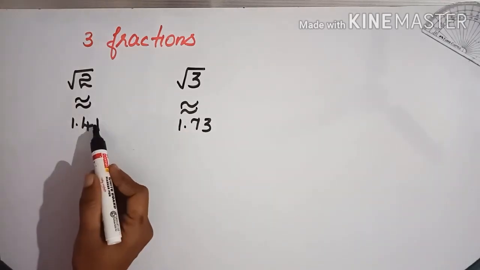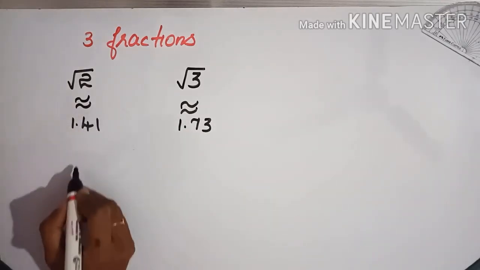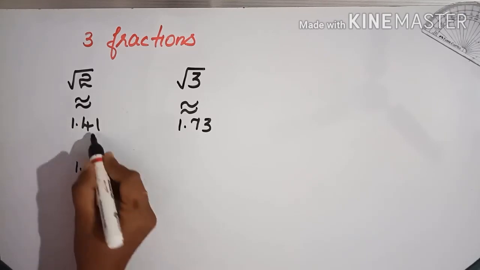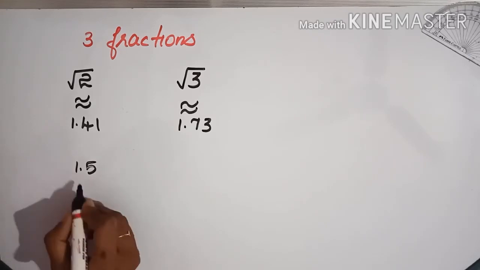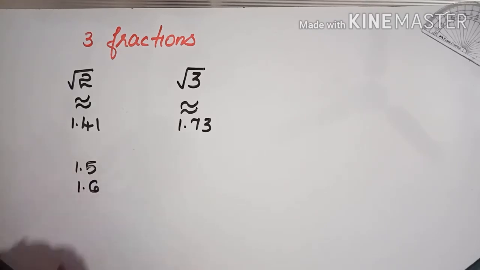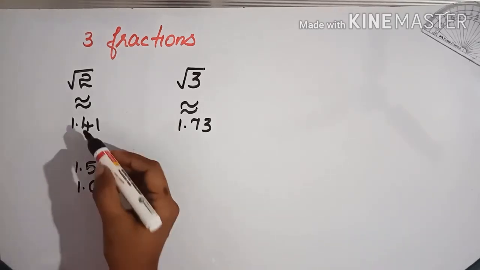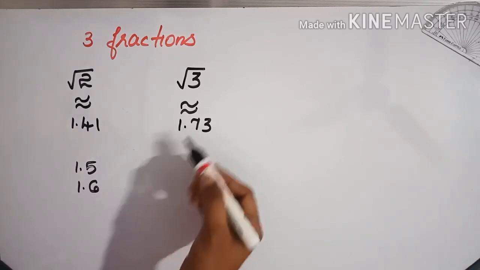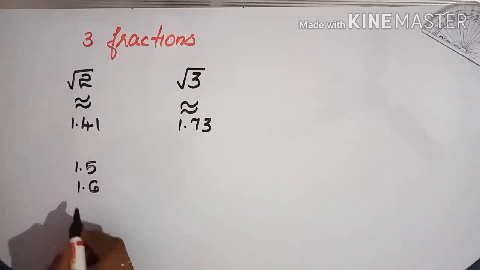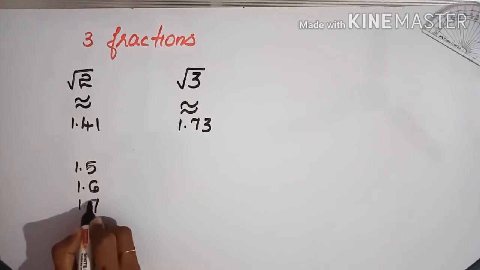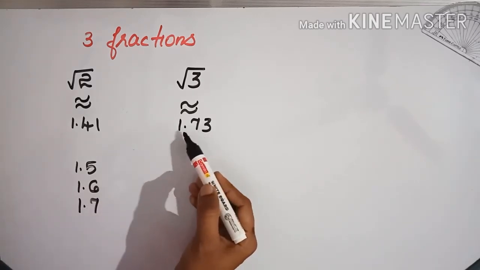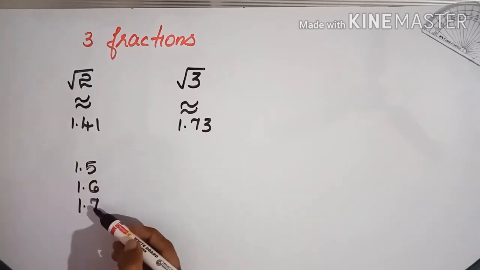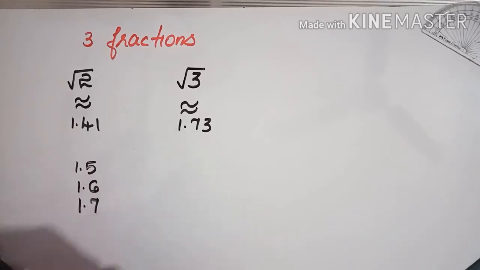So 1.5 is greater than 1.41 and it is less than 1.73 also. Next 1.6, that also is greater than 1.41 and less than 1.73. Next one, 1.7. 1.7 is also greater than 1.41, and 1.7 is less than 1.73. So these three numbers are in between these two numbers.